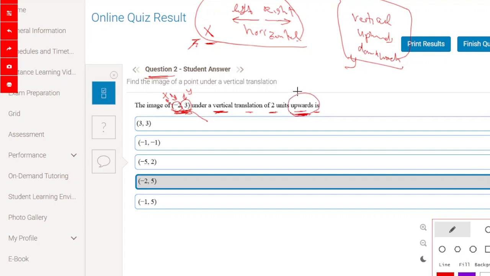Upwards means that I will add 2 to the value 3. So it will be -2, 5. If it were saying downwards, that means I would subtract 2 from 3. But here it's saying upwards, that means I will add 2 to the y, which is 3, because here it says vertical. Okay? So the answer here would be (-2, 5). So this is the right answer.